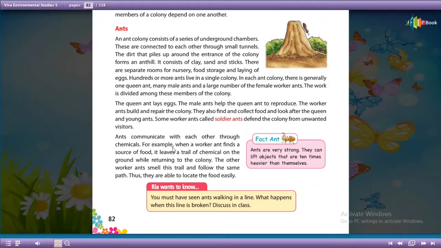For example, when a worker ant finds a source of food, it leaves a trail of chemical on the ground while returning to the colony. So as an example, when a worker ant finds a source of food, then it leaves a trail of chemical. The trail of chemical it leaves on the ground while returning to the colony. At the time it returns to the colony, it leaves a trail of chemical.